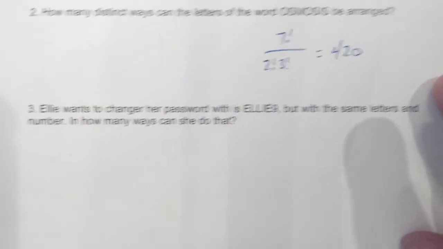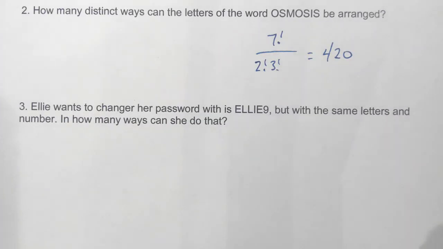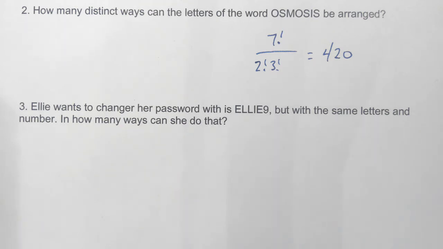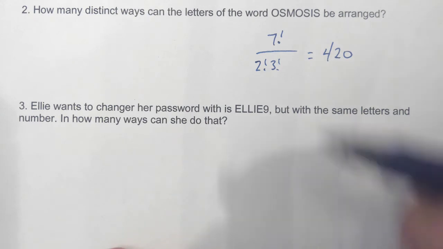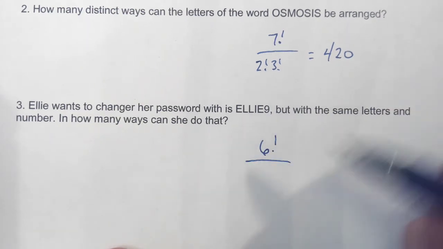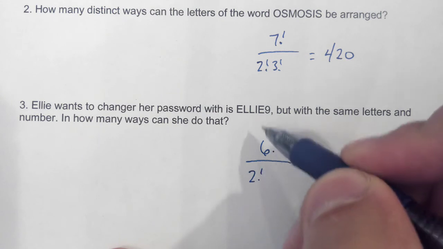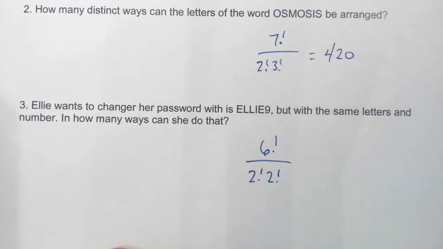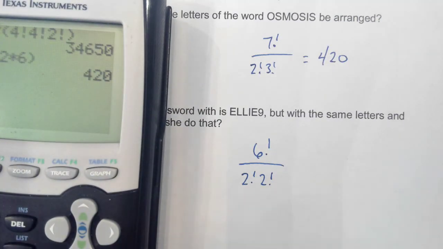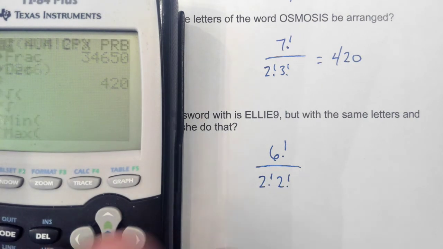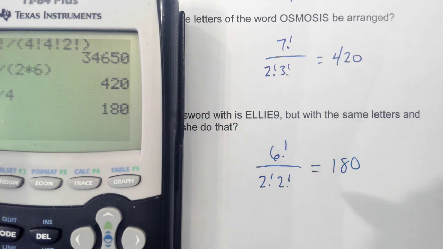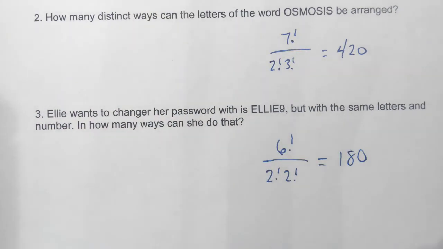Last one, same scenario, one that is maybe a little more applicable. Ellie wants to change her password, which is Ellie9, but with the same letters and number. How many ways can she do that? So again, we have 1, 2, 3, 4, 5, 6 total characters. And then how many repeats do we have? We have 2 E's, we have 2 L's, and that's the only duplicate. So we just really need to do 6 factorial divided by 2 times 2, because 2 factorial is 2, which is 4. So 6 factorial divided by 4. There are 180 different passwords that she can make that were unique. Interesting. So there you go.